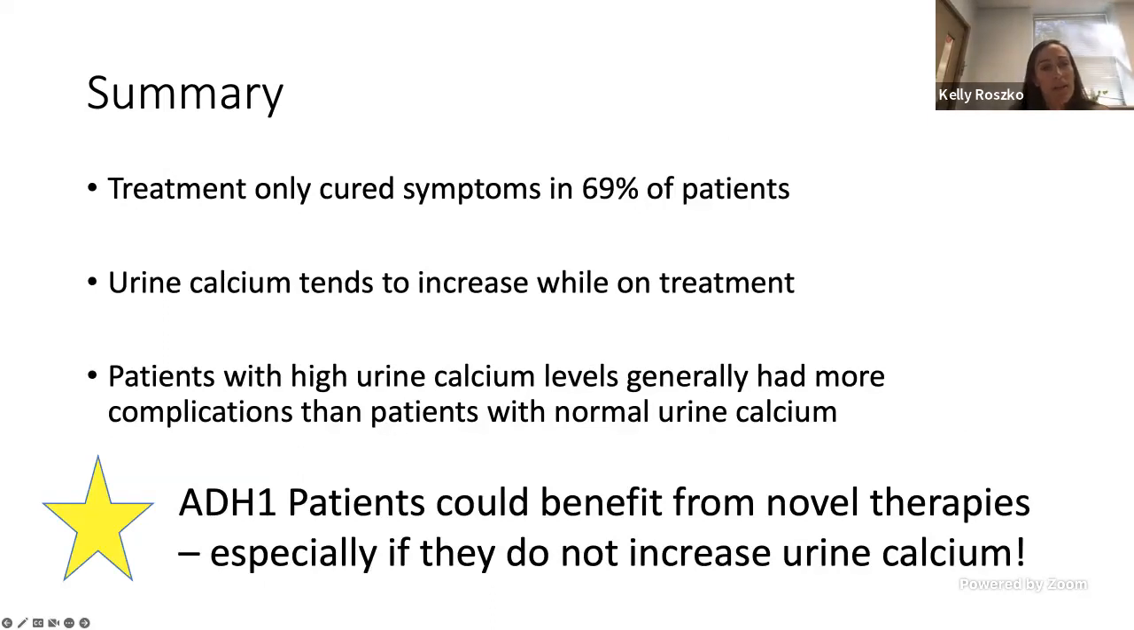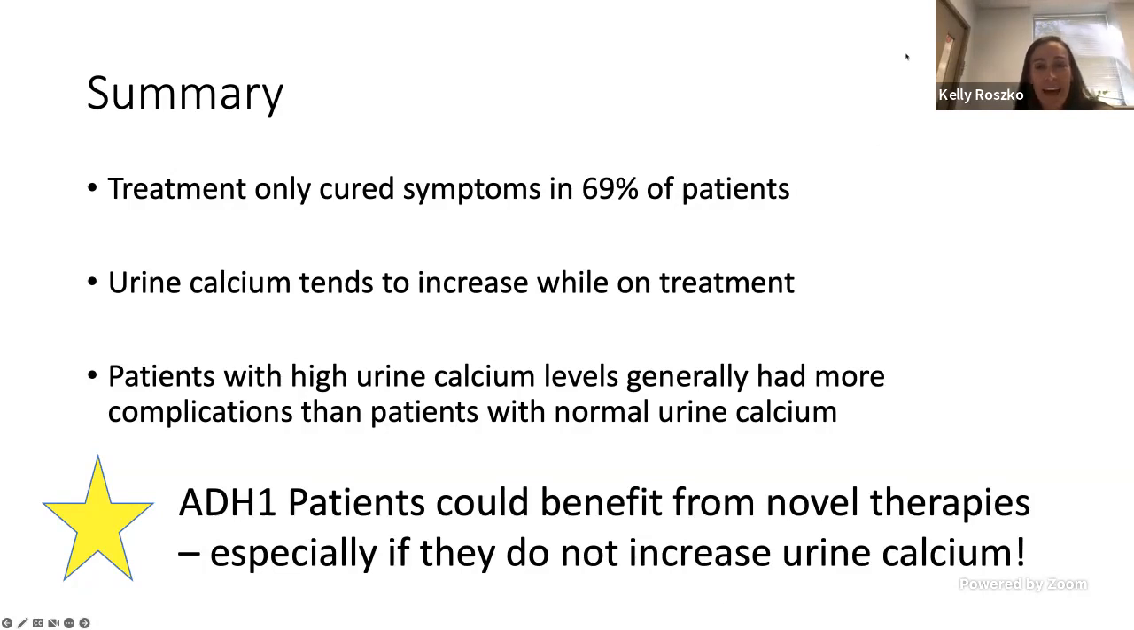And treatment only cured symptoms in 69% of the patients. And importantly, the urine calcium tended to increase while those patients were on treatment. Patients with high urine calcium levels generally had more complications than patients with normal urine calcium. And therefore, in conclusion, ADH1 patients could benefit from novel therapies, especially if they don't increase the urine calcium.